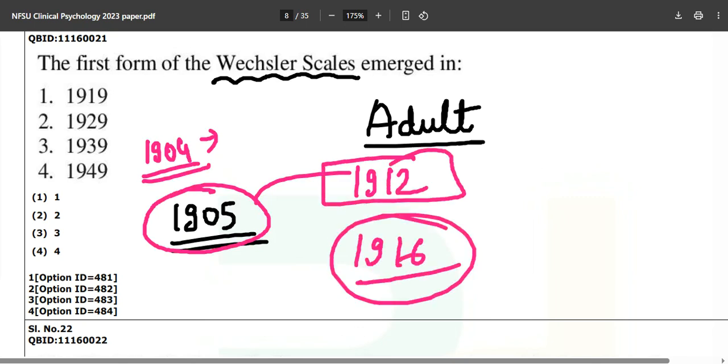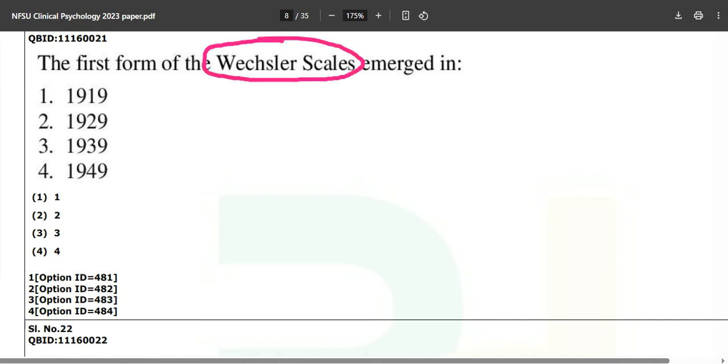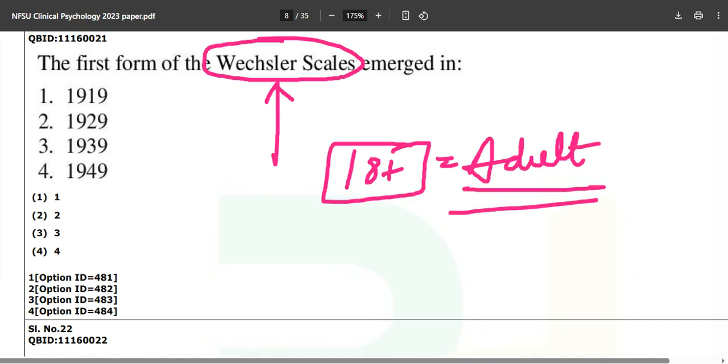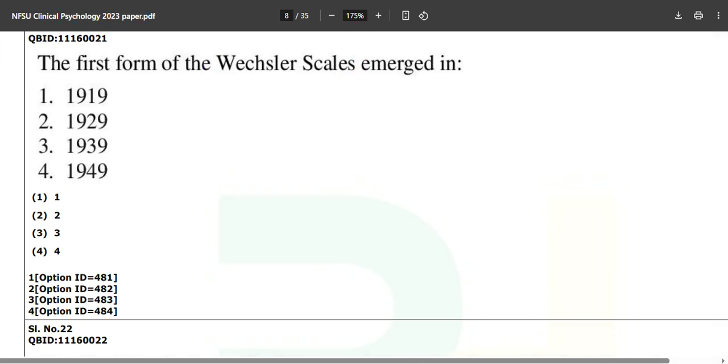But the question is asking you about the Wechsler scales. The primary reason the Wechsler scales were introduced is that we were not able to make an efficient scale for 18 plus adults. It was not proper at that time, and that is why in 1939 this man came up with the idea of making the Wechsler scale. 1939 is the first one. Not 1990, not 1929, and not 1949.